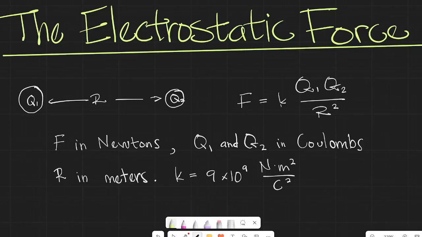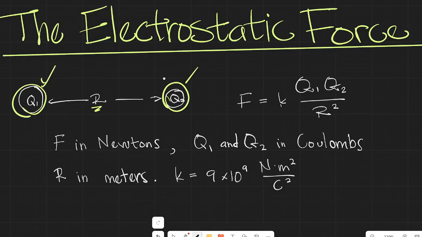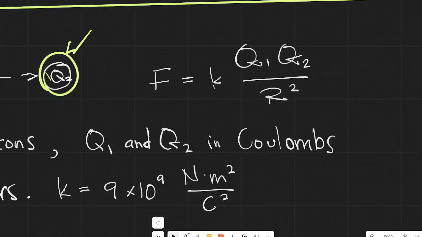So here I have two charged particles. Let's just call them Q1 and Q2, and they're separated by a distance of r. And so what we can write about the forces that are being exerted on each of these particles is that it is equal to the product of the two charges divided by the distance between them squared, multiplied by a proportionality constant k.